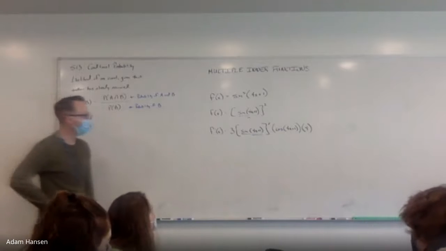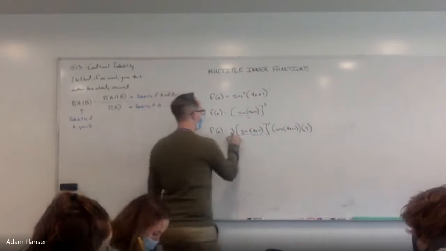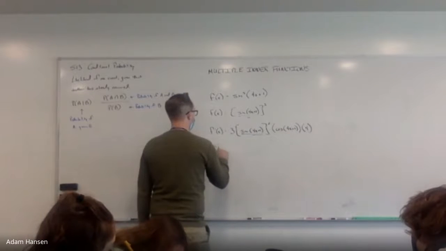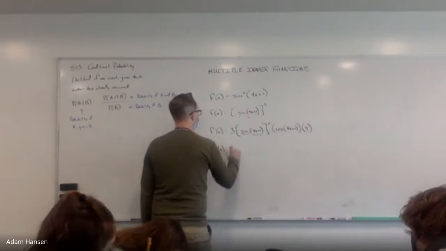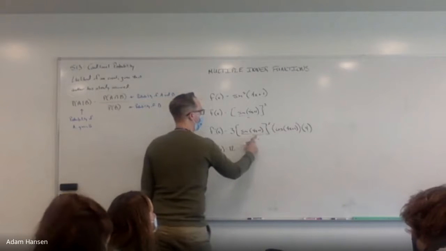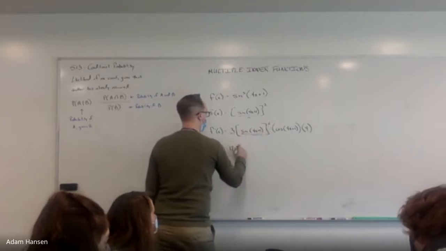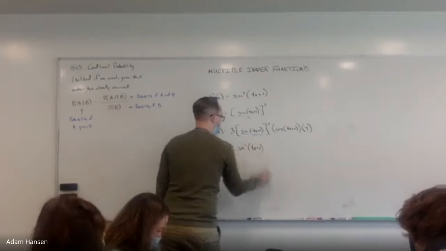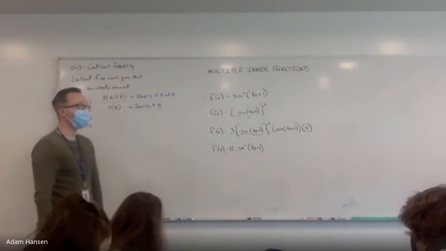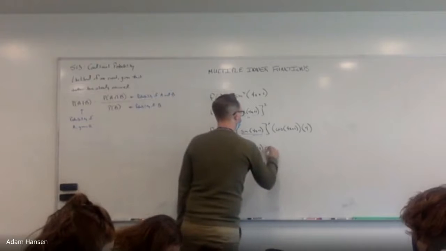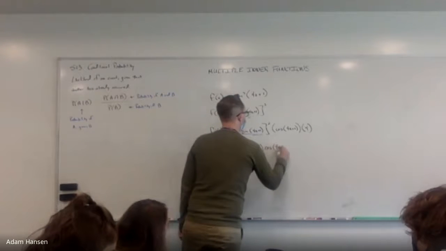Spend a little bit of time cleaning it up. Let's see here. 3 times 4 is 12. I have a couple of trig functions. Sine of 4x plus 1 squared, or sine squared of 4x plus 1, times cosine of 4x plus 1.